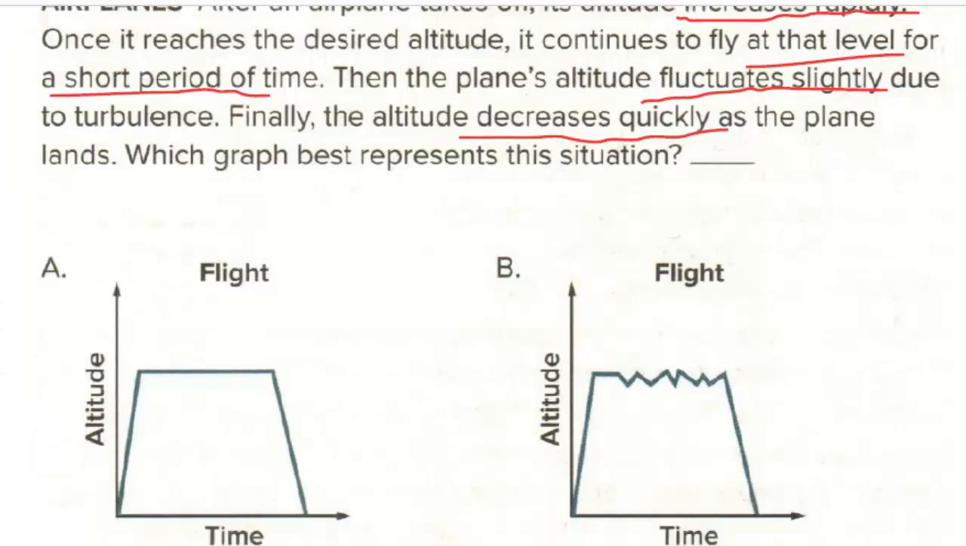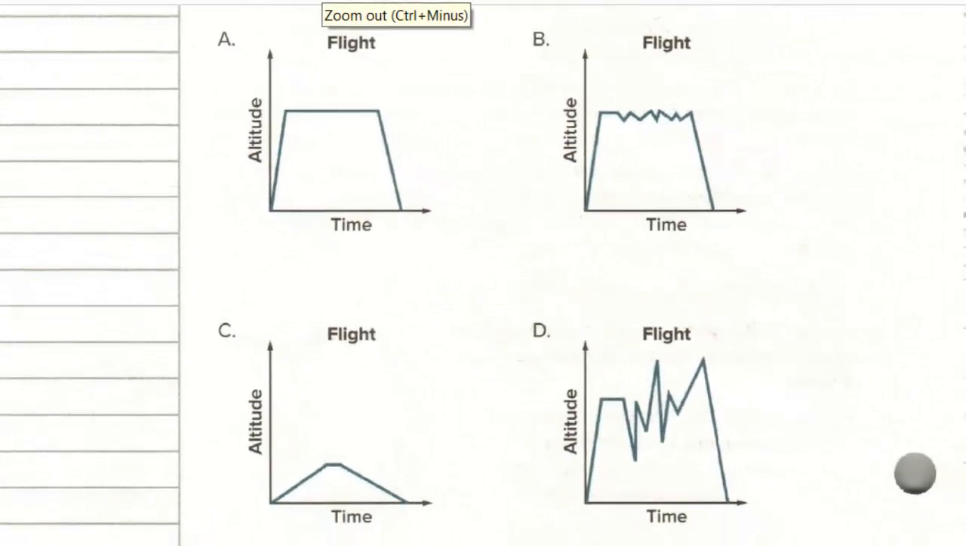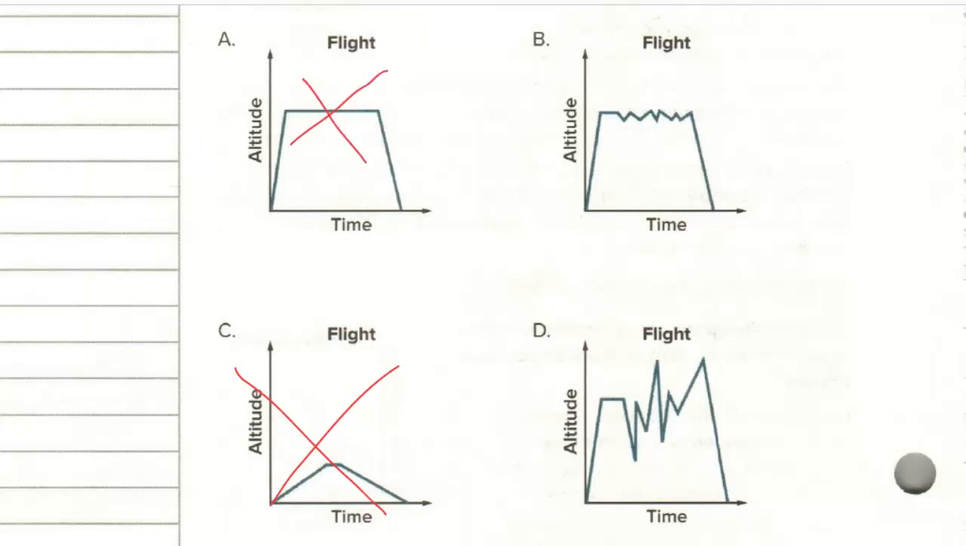Now, the first one is increasing rapidly. So if we look at all the graphs, they all appear to be increasing rapidly except for C. They also appear to decrease rapidly as well. So that doesn't help us. The middle section says that it flies level for a while, but its altitude fluctuates due to turbulence, but it says it fluctuates slightly. There's no fluctuation in A. D has what appears to be a significant amount of fluctuation very rapidly. So by default, B has to be our final answer.